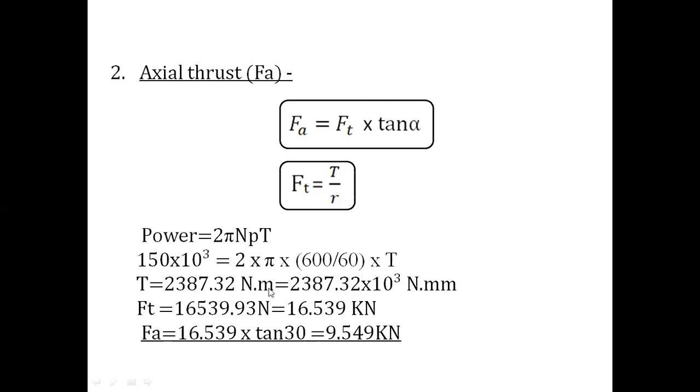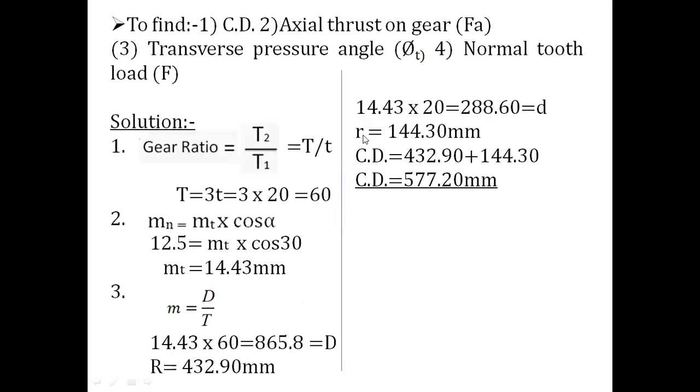2387.32 Newton meter. Okay, Newton meter. I convert this into Newton mm by multiplying by 10 raised to 3. Why am I converting this? Because this R, the radius, we have in mm, so that torque also I will convert into Newton mm. So Ft value, putting that value of torque here, 2387.32 into 10 raised to 3 divided by R. The value is given, this circle radius, we just found out here R is equal to 144.30 mm.